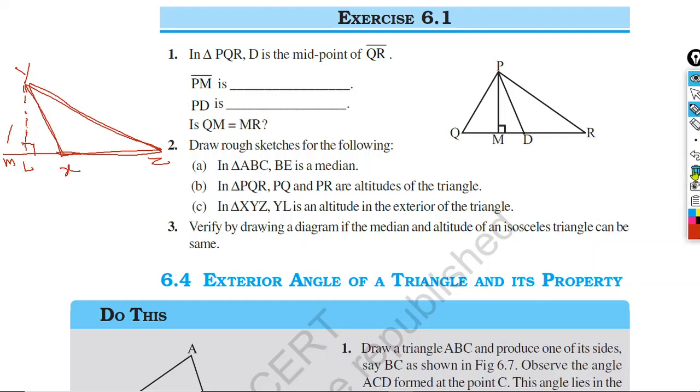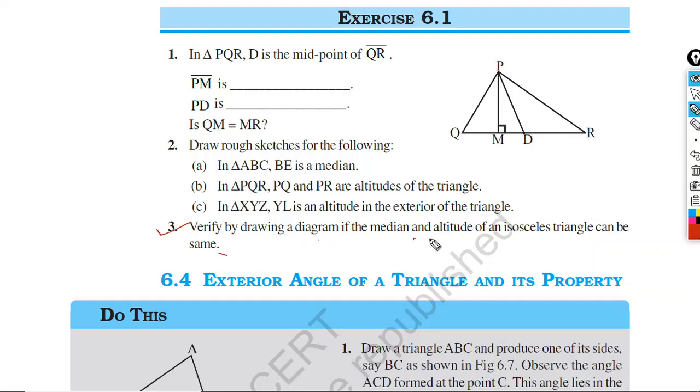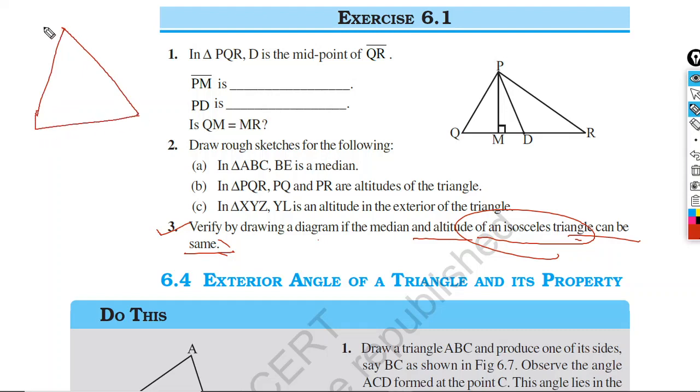Okay. Now come to question number 3. Verify by drawing a diagram if the median and altitude of an isosceles triangle can be the same. First we will draw an isosceles triangle. Isosceles triangle, you know, is a triangle whose two sides are equal. Name it ABC, where AB is equal to AC. Now verify by drawing the diagram whether median and altitude are equal or not. Now find the midpoint of BC. Name it, suppose, D. Draw AD.